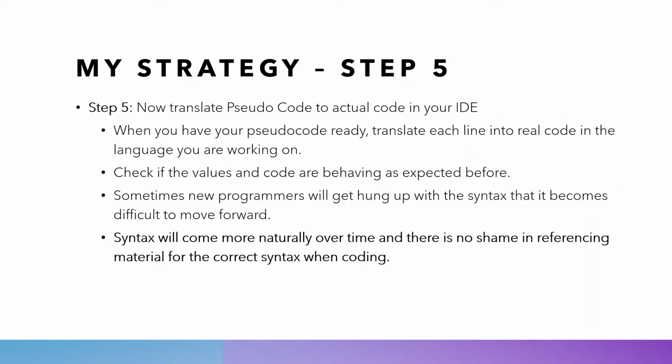And then finally, this is the step where you will move on into your IDE. So notice we spent a lot of time before we moved on to writing the actual code, the actual Python syntax, right? So when your pseudocode is ready, what you can do is translate each and every line into real code, right? And my added instruction here would be that you do it in smaller chunks. Do not write the entire script all together, but rather do it slowly and start checking the values and the code behavior, the outcome, with those smaller chunks.